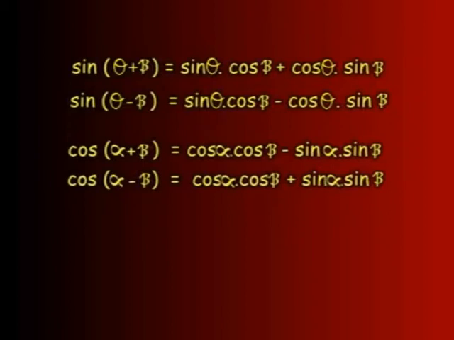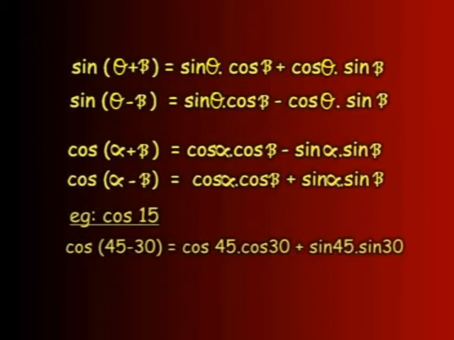Remember that even though in these examples I've used theta, beta and alpha, you can use any variable in there, and again you can use number values. For example, if I start out with cos 15 degrees, I can turn that into cos 45 degrees minus 30 degrees, which will equal cos 45 multiplied by cos 30 plus sine 45 multiplied by sine 30.